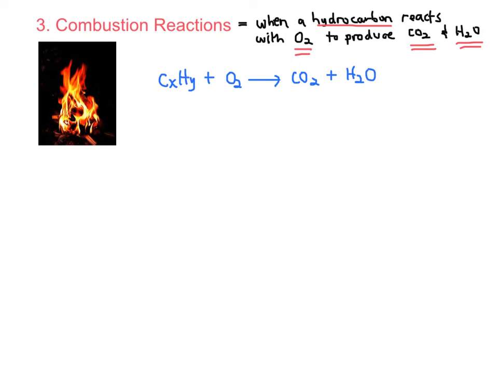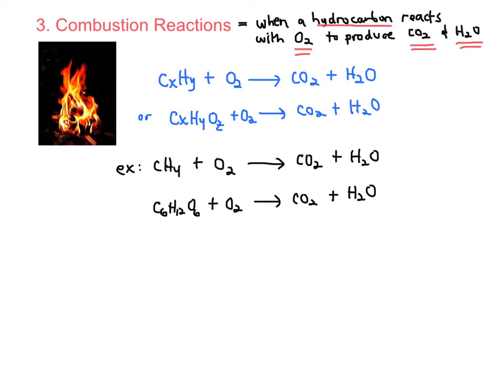A hydrocarbon is any compound that contains some amount of carbon and some amount of hydrogen. Now, often hydrocarbons contain oxygen as well, which would still result in the same products, carbon dioxide and water. So of course the numbers of carbons and hydrogens, or carbons, hydrogens, and oxygens, in your hydrocarbons can vary, but if you have a hydrocarbon reacted with oxygen, you will always get carbon dioxide and water.